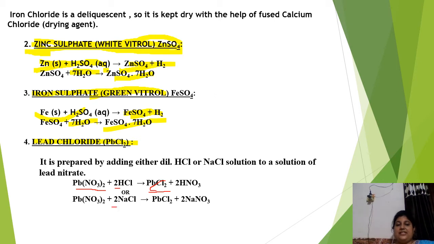Similarly, if we take NaCl, it results in the formation of lead chloride, but the other product will be changed. Because there hydrogen was added, so it was nitric acid, but over here the sodium is getting attached, so that will be sodium nitrate.